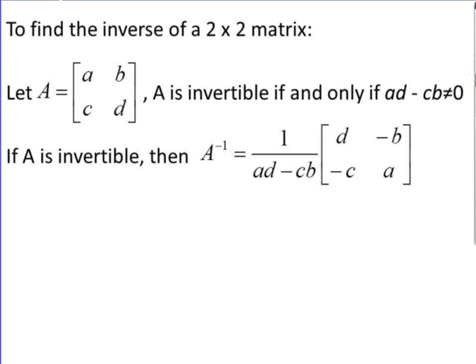To find that inverse, you're going to do 1 over that determinant value, and then multiply it by the matrix D, negative B, negative C, A. So you take your A and your D values and switch them to end up with a D on top and the A on the bottom. Then you take your B and C values and just make them both negative.